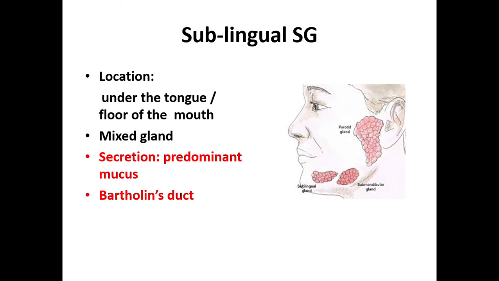The sublingual salivary gland is located under the tongue, at the floor of the mouth. It is also classified as a mixed gland. The secretion is predominantly mucous, and the duct is referred to as Bartholin's duct.